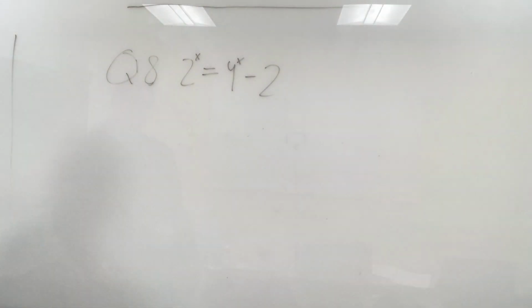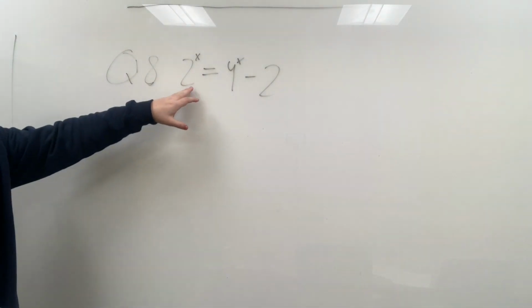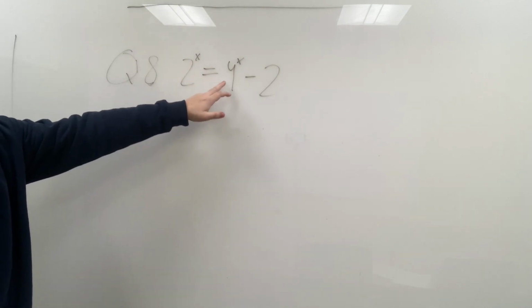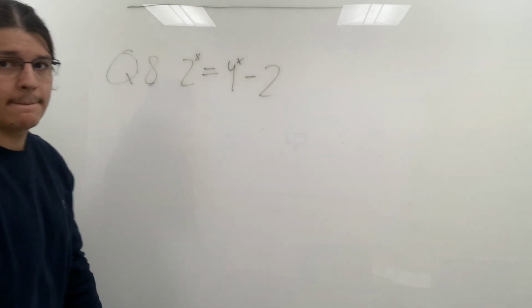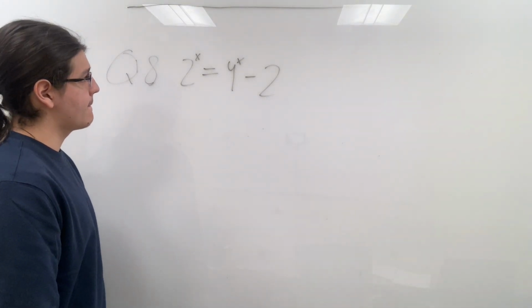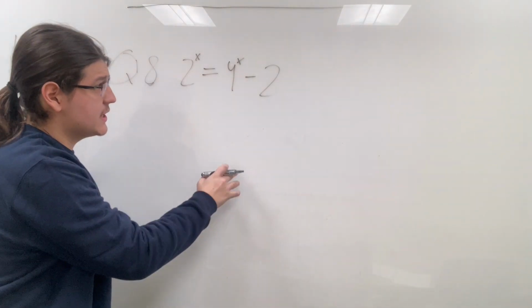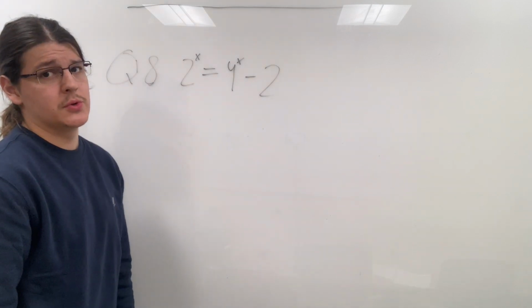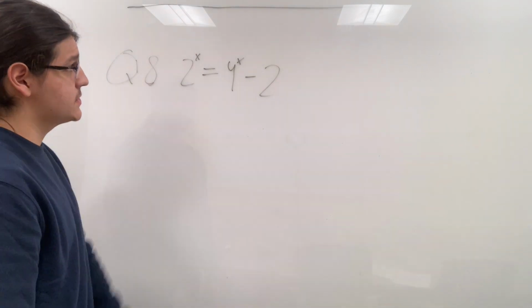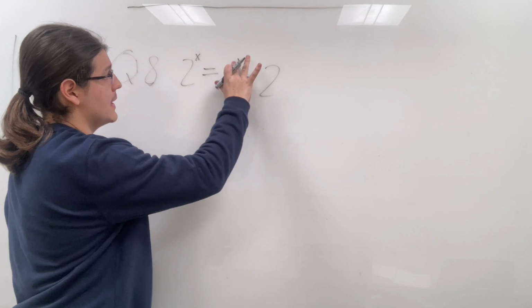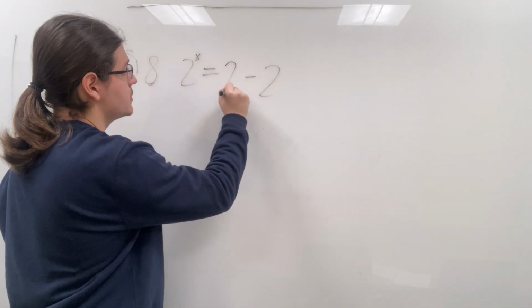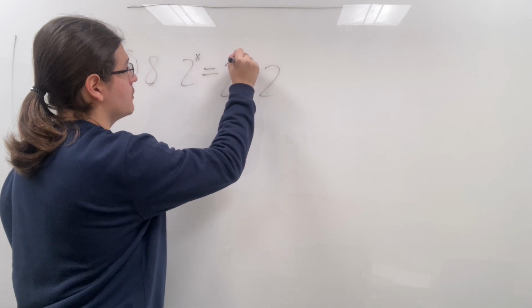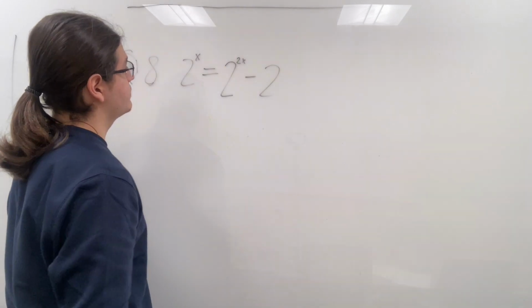All right. Question 8. 2 to the power of x is equal to 4 to the power of x minus 2. So I see a lot of 2's, and I know 4 is a power of 2. So I'm going to rewrite this as a power of 2, and then we will see what we can do. Just 2 to the power of 2x.